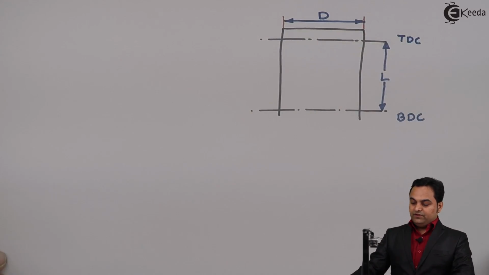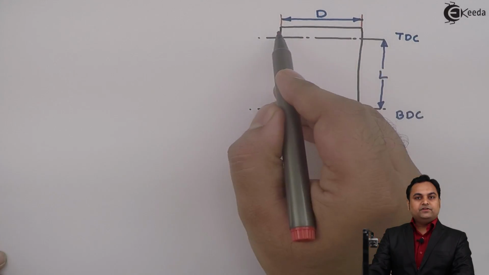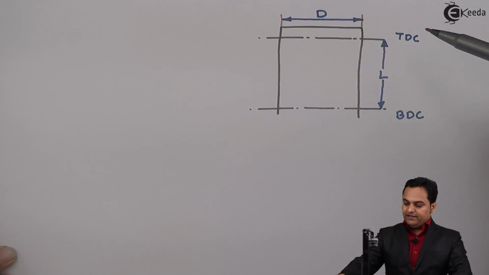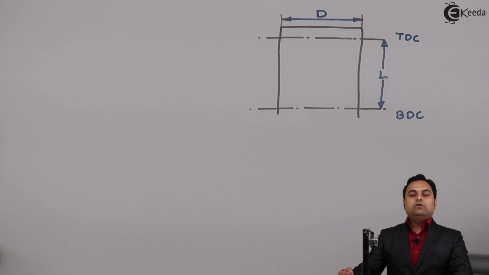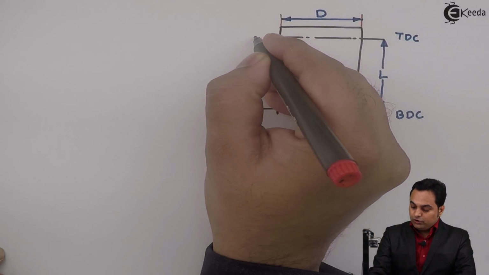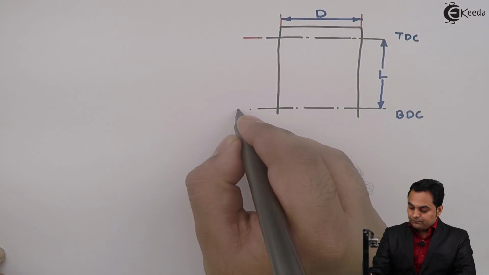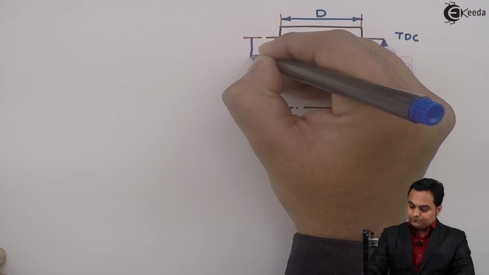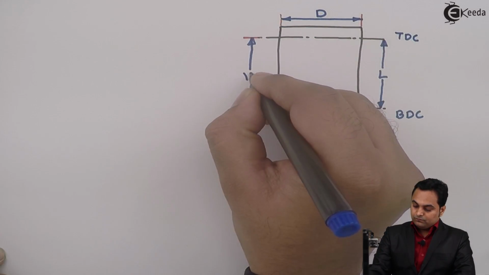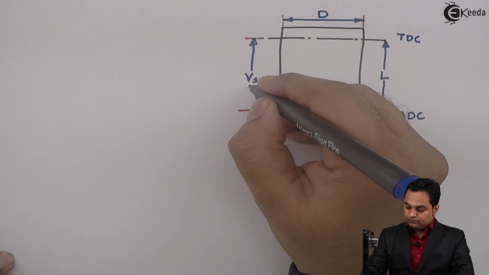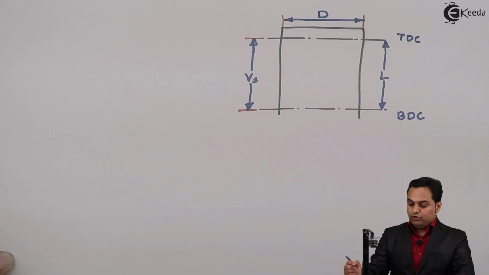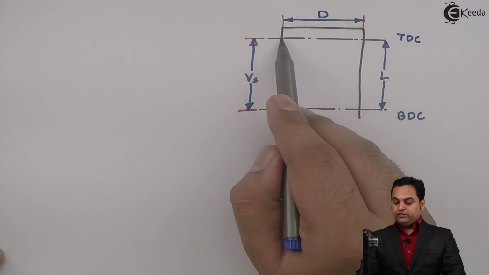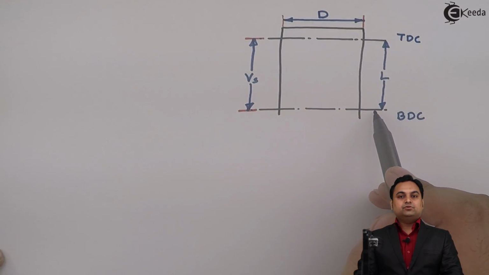Next, once we know the diameter of the cylinder, from that we can calculate the area of this cylinder, and multiplying the area with the length of stroke will give us the swept volume. So the volume swept by the piston is called the swept volume, and that will be equal to the area of the cylinder multiplied by the stroke length.